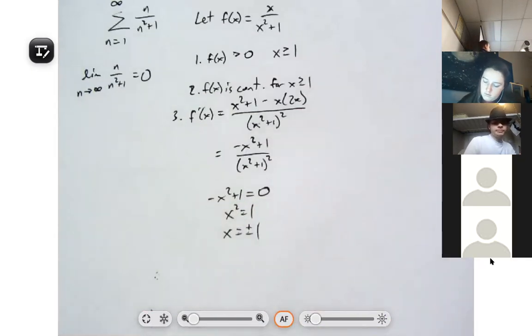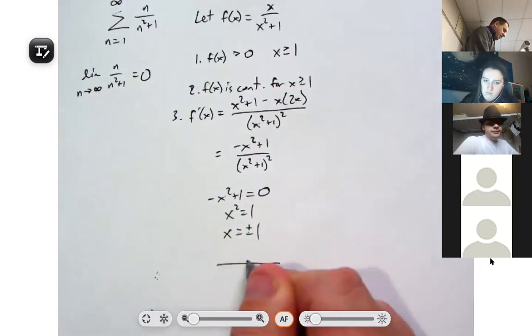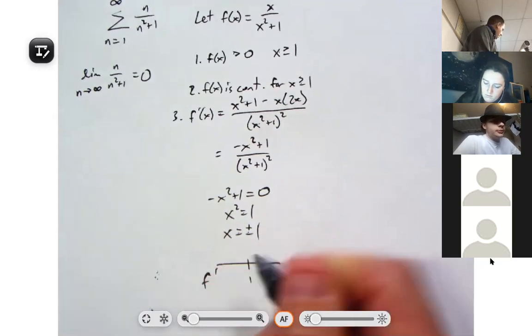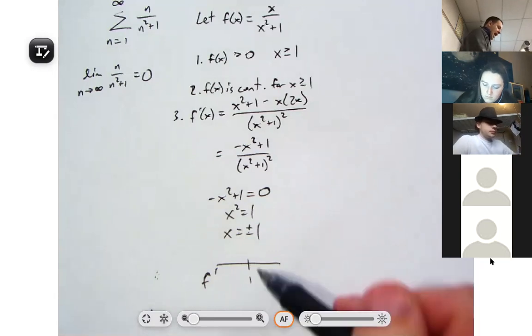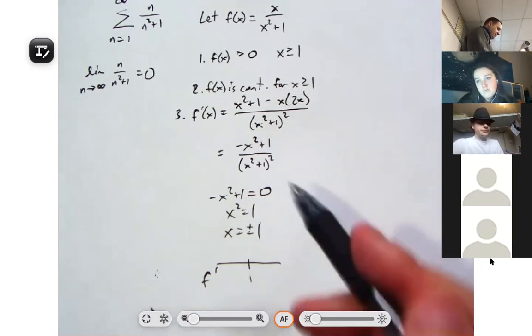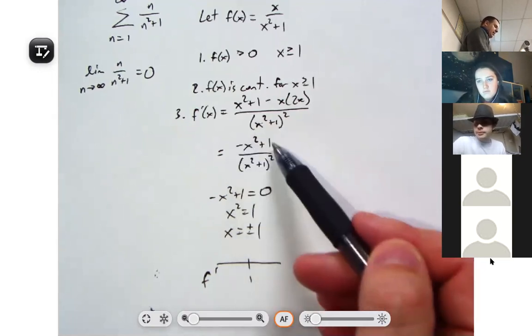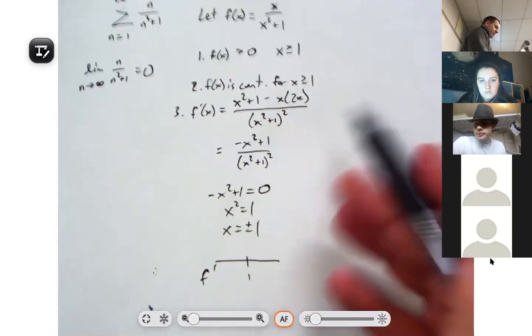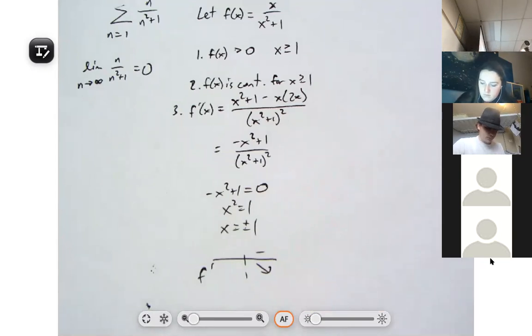Understand what I'm trying to accomplish. I'm trying to show that f prime is negative for some x value and beyond. That's what I'm trying to show. And so I'm really just going to put positive 1 on my sign chart. And think about what would the sign of f prime be past 1. So if I plug in any number greater than 1 in for f prime, so plug in 10, I'm going to get a negative on top, a positive on bottom. So f prime is negative for any value greater than 1.